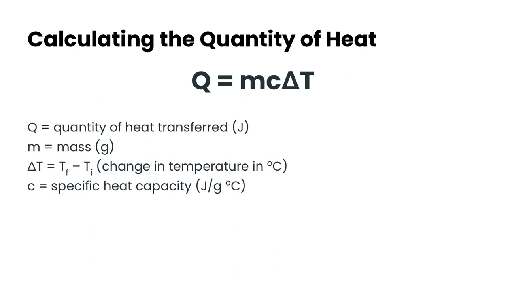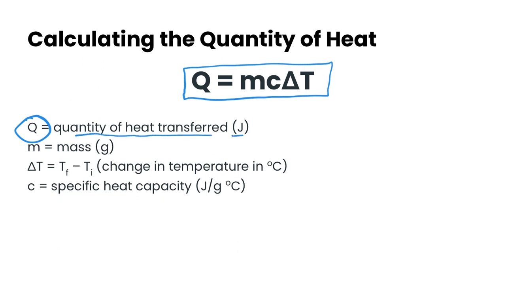So we can use specific heat capacity to calculate the quantity of heat within a system, a reaction, really anything here, by using the equation Q equals mc delta T. So let's just define what all of these symbols mean. Q, to start with, is the quantity of heat transferred, and that's going to be in joules. M is our mass, and that's in grams. C is our specific heat capacity. Usually that's given in the units of joules per gram degree Celsius.